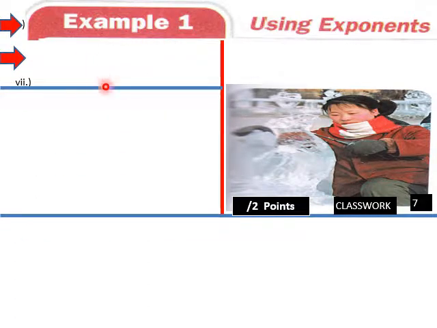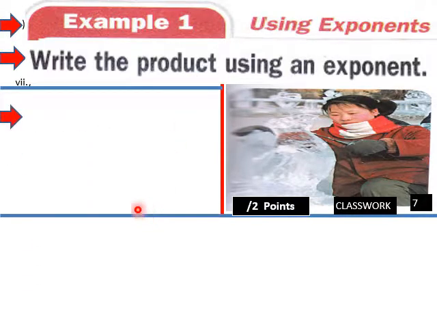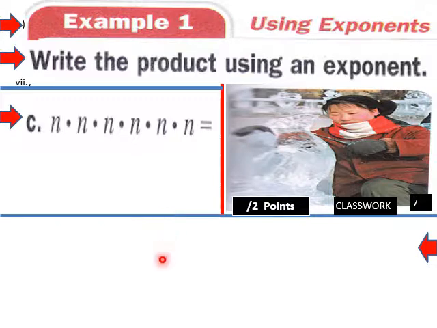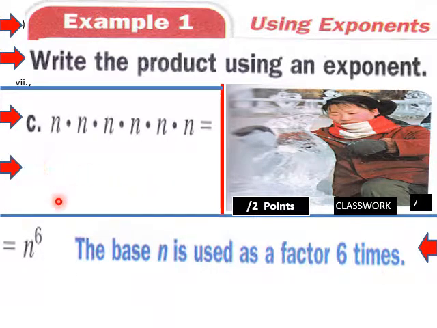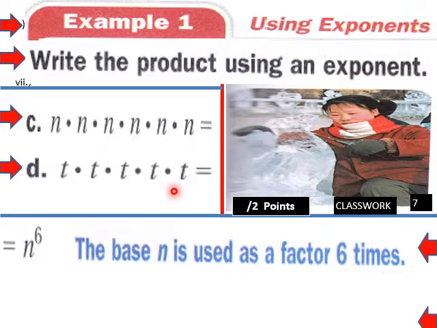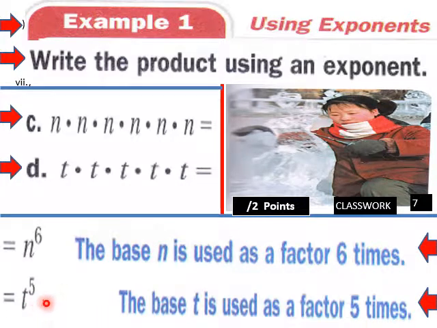Extending out here for example 1, write the product using an exponent. So we have n, n, n, n, n, n, n, n. I will rewrite that as an exponent: n to the 6th. The base n is used as a factor 6 times. And then t, t, t, t, t, and t. That would be t to the 5th. The base t is used as a factor 5 times.